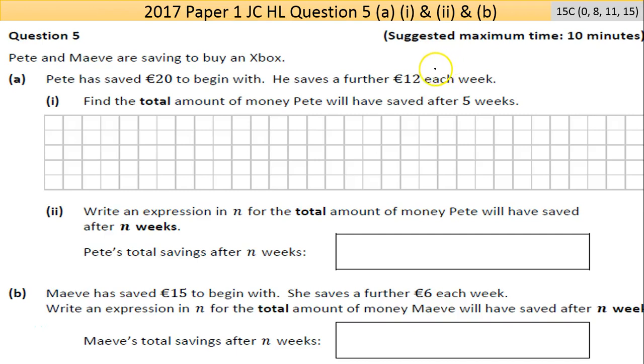Hi, and welcome to 2017 Paper 1 of the Junior Cert High Level. We're on question 5, and I would just suggest you pause this and have a go at the question before I go through it. So I'd assume you're back now.